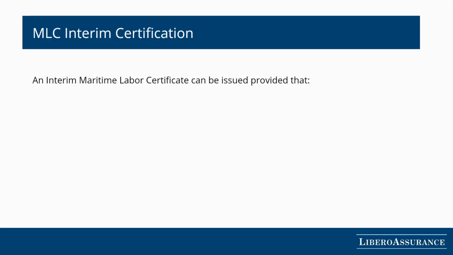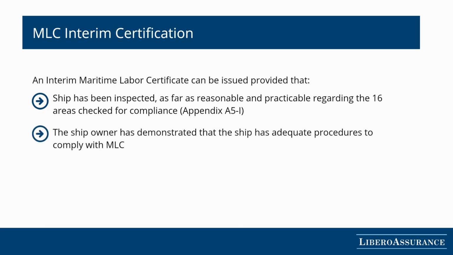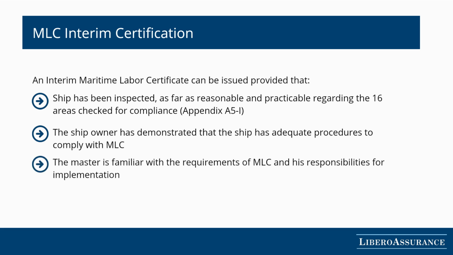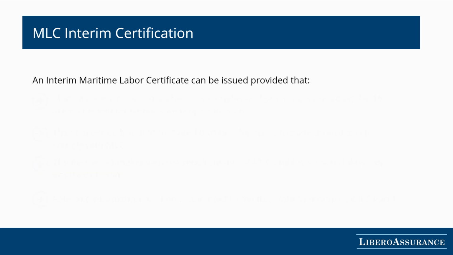An interim MLC certificate may be issued under the following conditions. The ship has been inspected, as far as reasonable and practicable, against the 16 MLC areas, Appendix A5-I. The shipowner has demonstrated adequate procedures for MLC compliance. The master is familiar with the MLC requirements and his related responsibilities. The flag state has received all necessary information to prepare DMLC Part 1. DMLC Part 1 and 2 are not required at this stage.